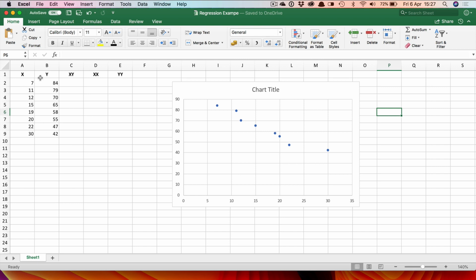Now to calculate these two parameters, we need various summations. We need the sum of the X values, the sum of the Y values, but we also need the sum of XY, X squared and Y squared. So let me calculate these three missing columns to begin with.